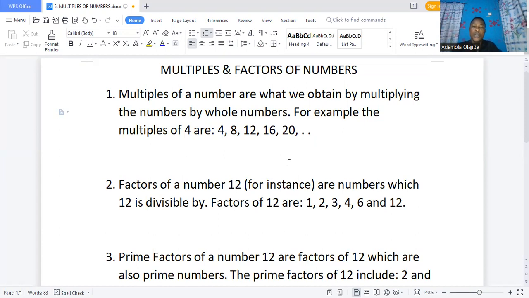Well, welcome back to our elementary math class. Today we'll be considering multiples and factors of numbers.